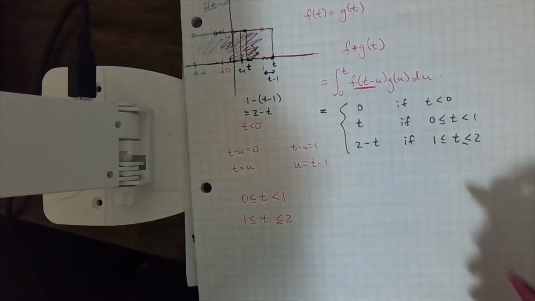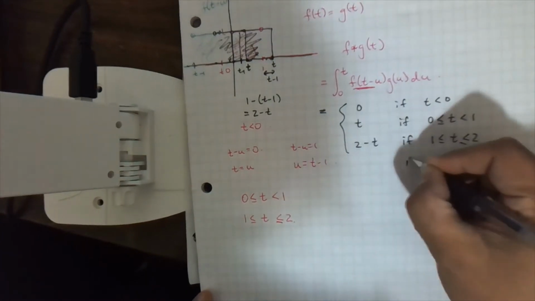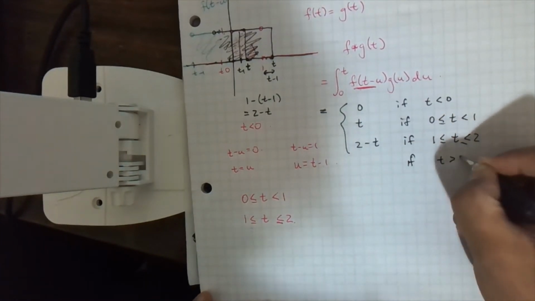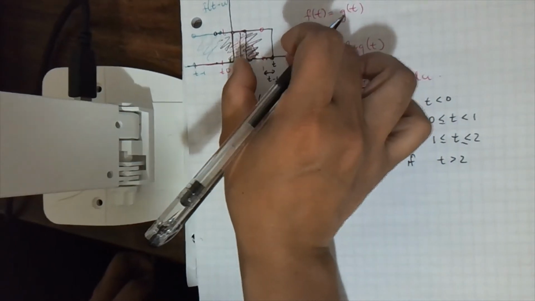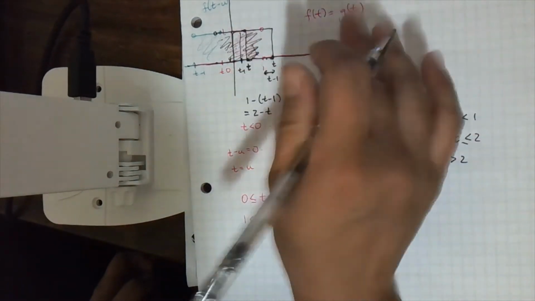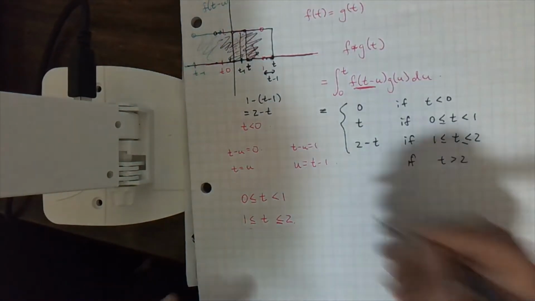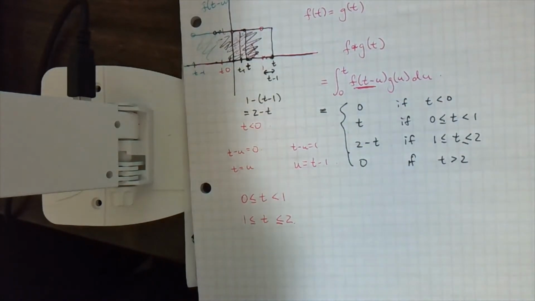Doesn't really matter. And then our last case will be if t is greater than 2. If t is greater than 2, this square will have moved along all the way past the pink one. There'll be no overlap again. So the convolution will be 0.